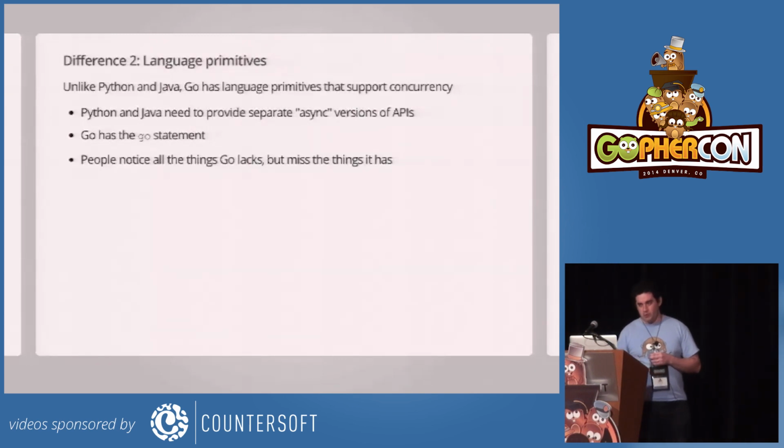Second thing I wanted to talk about is language primitives. Unlike in Python and Java, Go has some fantastic primitives for supporting concurrency. So you can be running multiple things at a time.